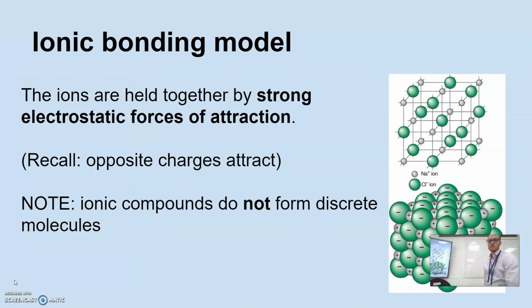So opposite charges attract. Ionic compounds don't form discrete molecules. A molecule is a discrete unit, so there's no particular N. It's not simply 1 sodium atom and 1 chlorine atom together, but it's many. But we represent it in what's called its empirical formula, which we'll get to in our next topic. So it's our smallest ratio of particles that we represent in our formula.